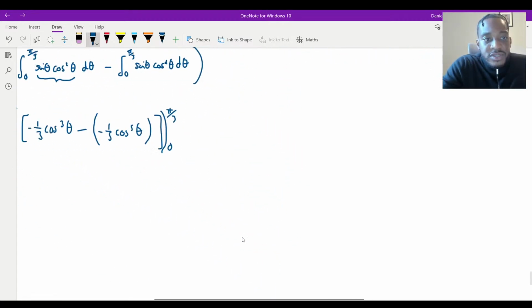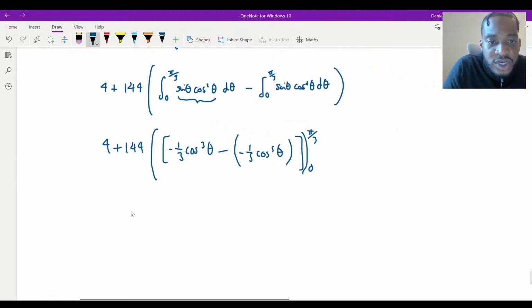So we've got that now. All we need to do is put this 4 plus 144. And then that there is going to be a plus, isn't it? So I can actually write it this way.